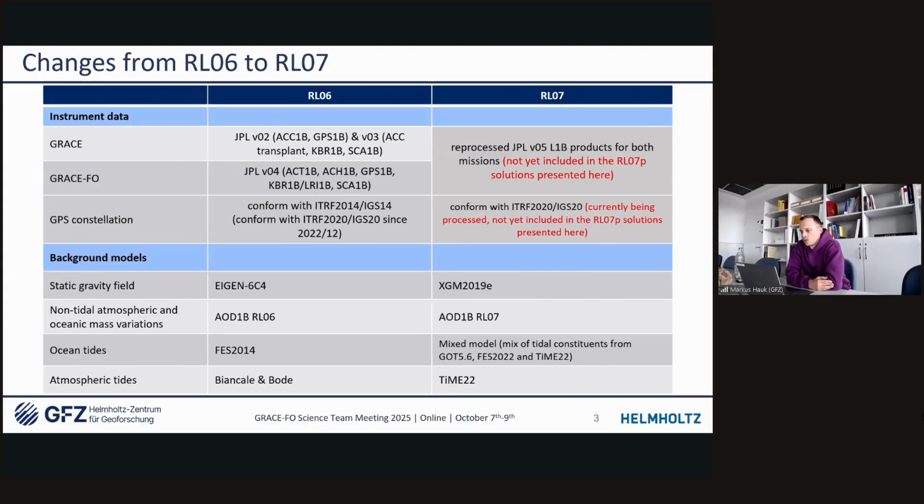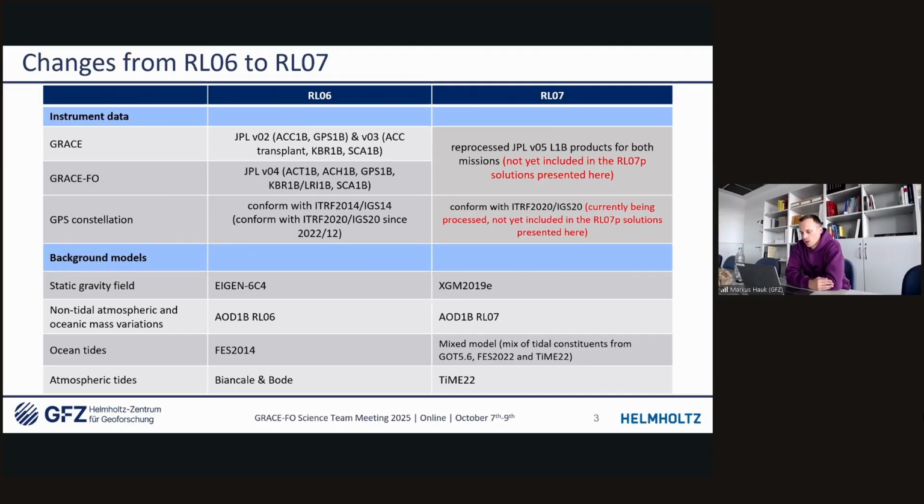We will use for both missions the reprocessed version 05 Level 1B products from JPL. However, these are not yet fully available, so in the Release 7P solutions this data is not yet included. Further, we will reprocess the GPS constellation to be conformed with ITRF2020, IGS20. This is currently being processed, so therefore it is also not yet included in the results presented here.